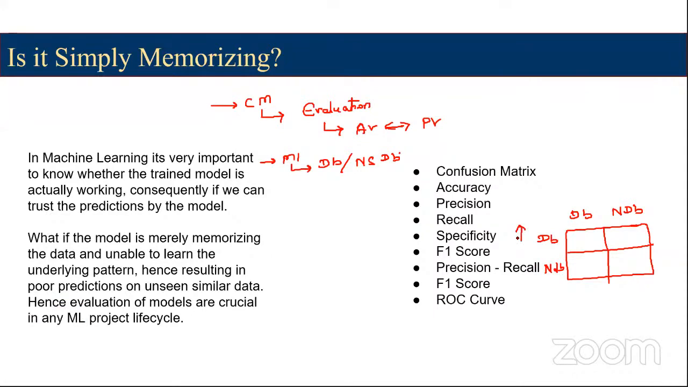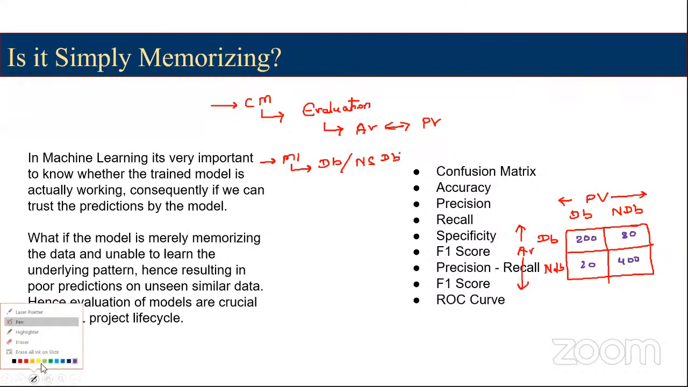And as I said, it's a comparison of actual value versus predicted value. So say on the y-axis we have actual values, and on the x-axis we have predicted values. Let me give some numbers. Here you have 200, 400, 80 and 20. This is how your confusion matrix will look. Now let's see how we read a confusion matrix.